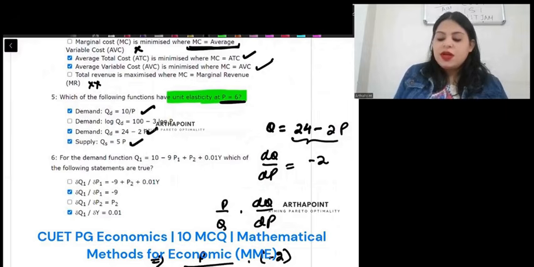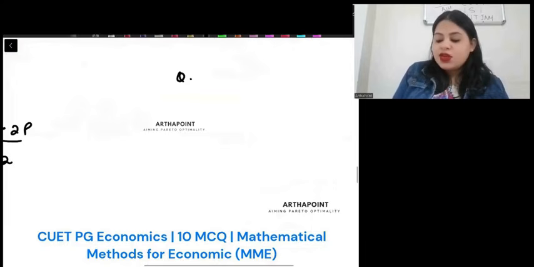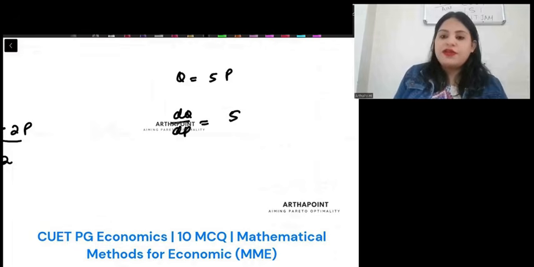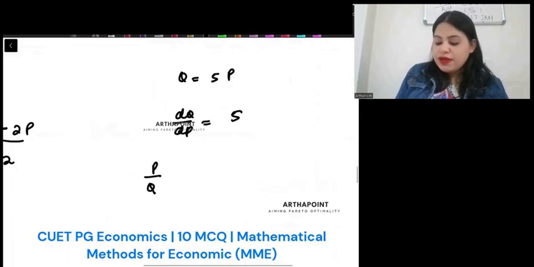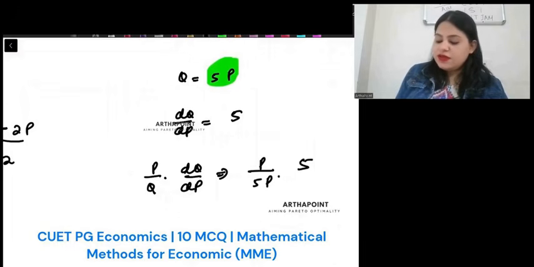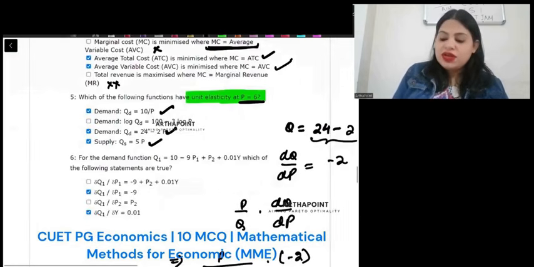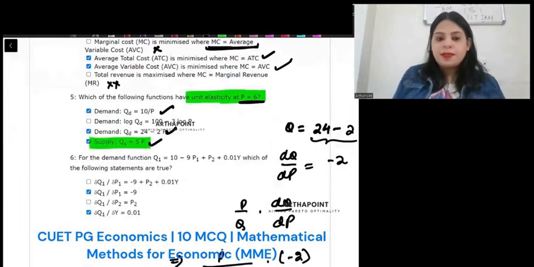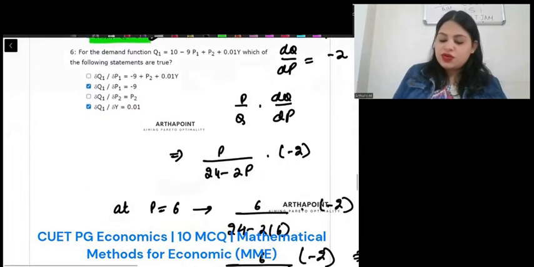Come to the next one, beta. Q is 5p. Bada aasan hai. If Q is 5p, then beta, we know that dq by dp will be 5. Differentiate kar lo dono side pe, dq by dp will be 5. Acha, so I need to find out p by q into dq by dp. That means p by, instead of q, can I write 5p? So p by 5p into 5. This will be 1. So this is also unit elastic. I hope this is clear to you. Okay, come to the next question.